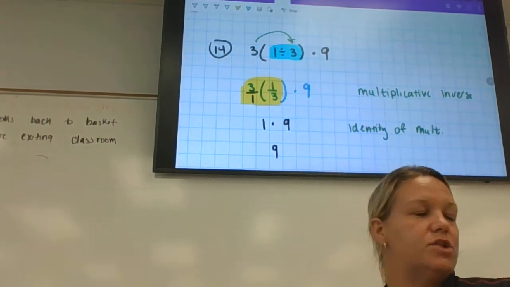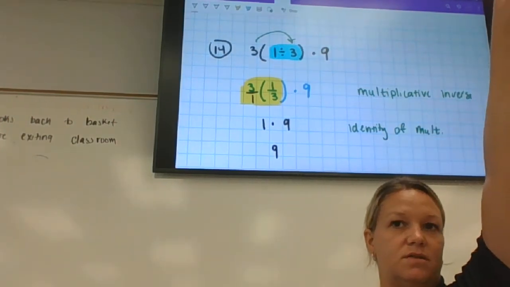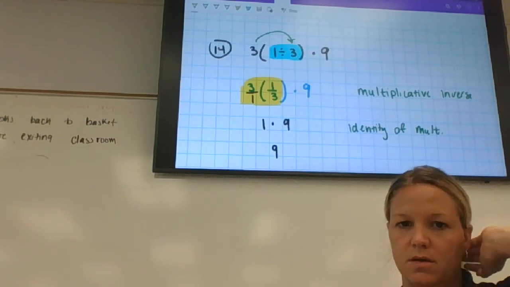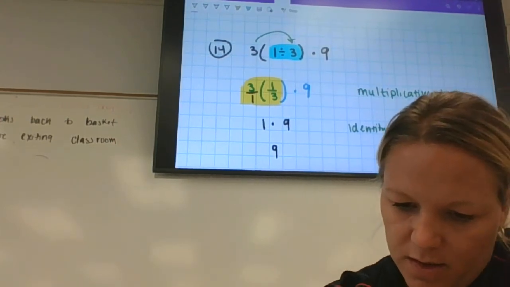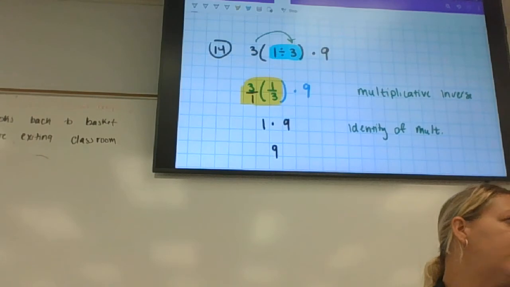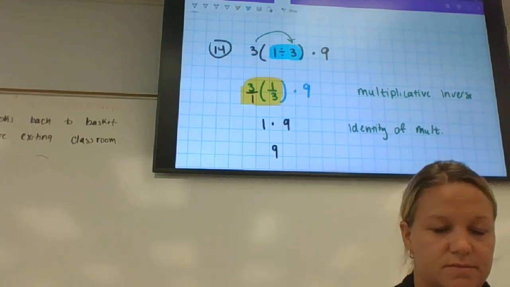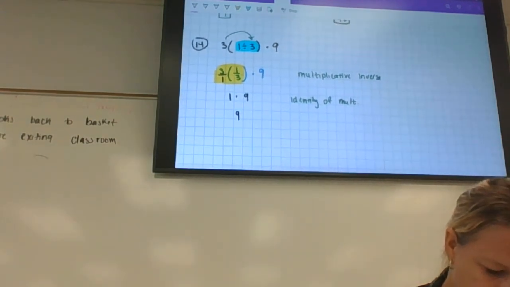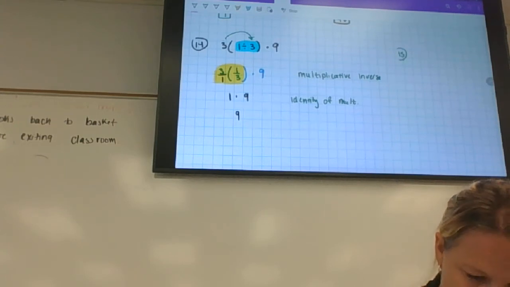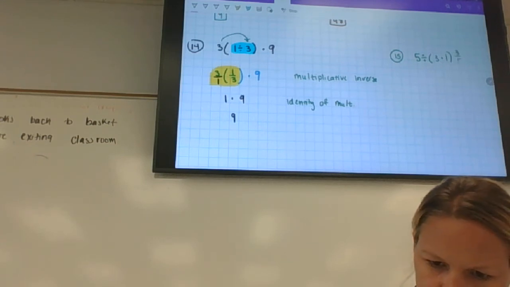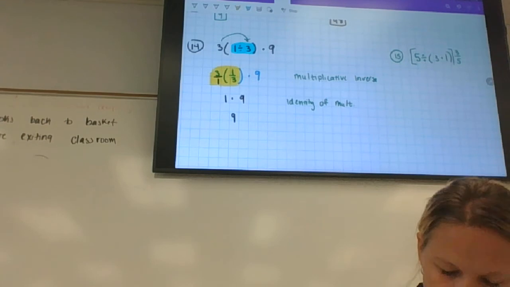All right, so check. Go back and check your 14. Did you identify two properties? If you executed the problem correctly, there's two properties to be shown there. So now I'm going to do 15. If you haven't done 15, do it with me now. Try it now. I want you to write it as a fraction. I don't want to see the decimal form of this. Yeah, so I want another fraction.